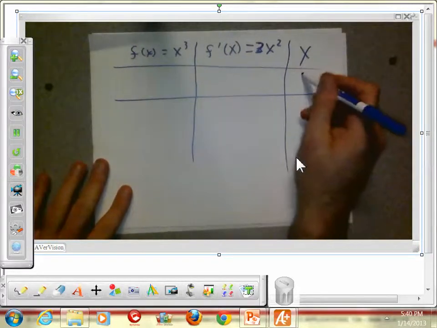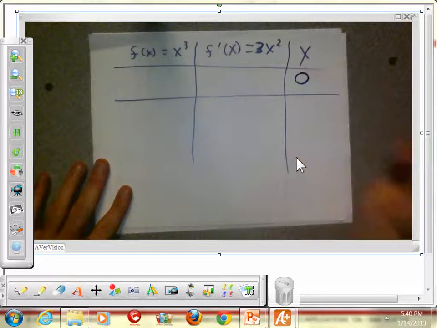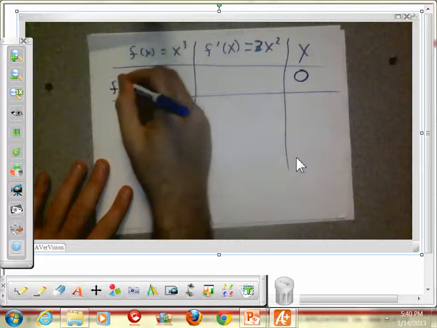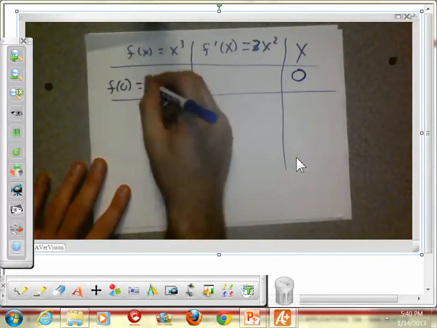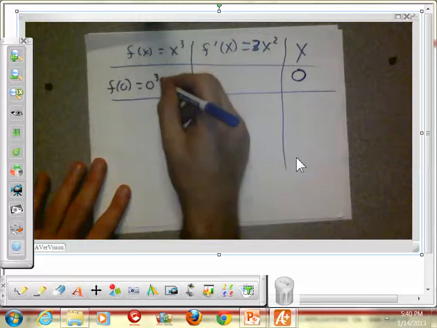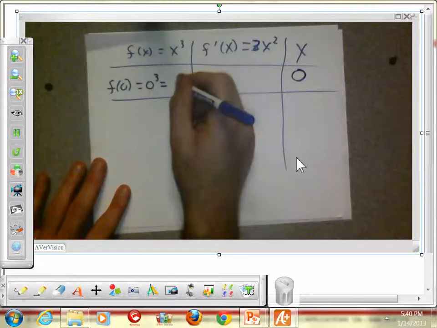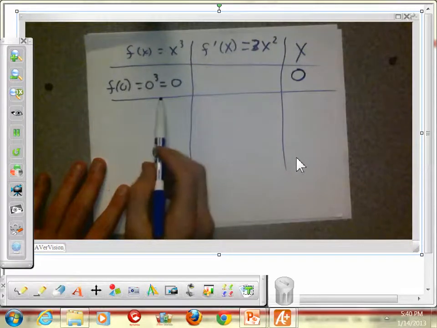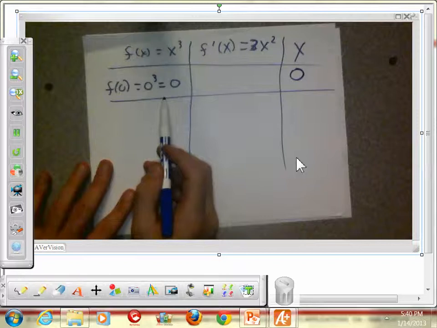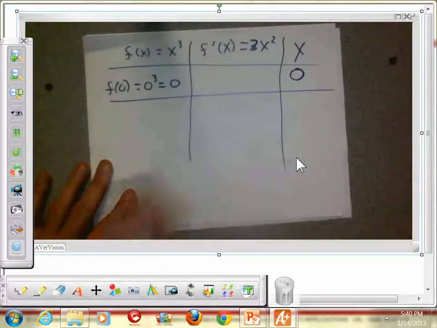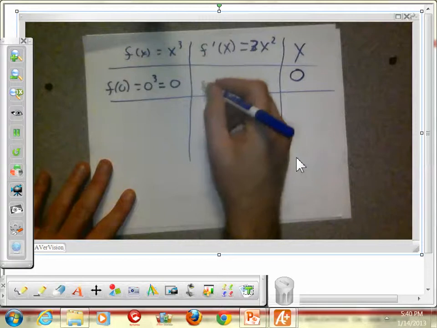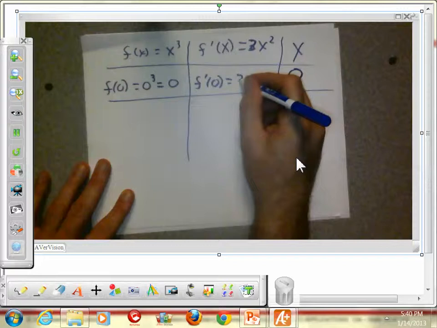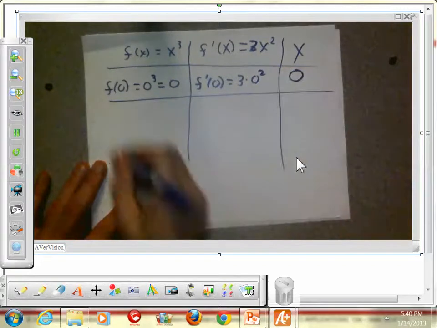So if I put in x is equal to 0, well, f of 0 is equal to 0 cubed, which is equal to 0. So it tells me the value of the function is 0, but how fast is the function changing when x is 0? Well, that's what the derivative tells me. So f prime of 0, which just means I replace x by 0, is equal to 3 times 0 squared, right?